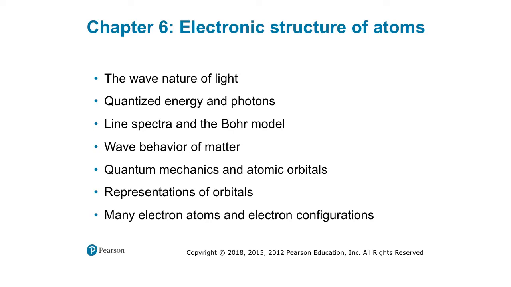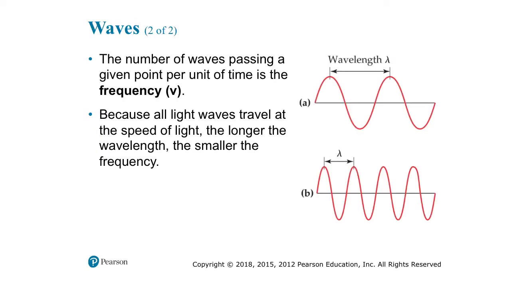So we'll get into a discussion of orbitals as a probability distribution of where we expect to find electrons centered around atoms. And we'll discuss representations of orbitals, so things like s, p, d, f orbitals. As well, we'll look at many-electron atoms and electron configurations so we can start to understand how atoms distribute their electrons into their many types of orbitals as a way of describing their electronic structure.